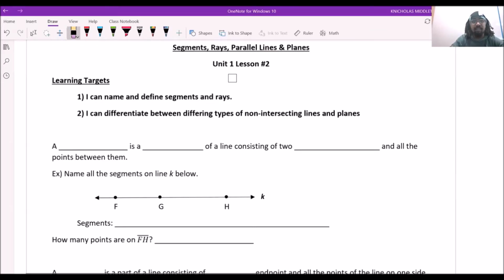Today we're going to look at segments, rays, parallel lines, and planes. So at the end of this video, you should be able to name and define segments and rays, and you should be able to differentiate the differing types of non-intersecting lines and planes.